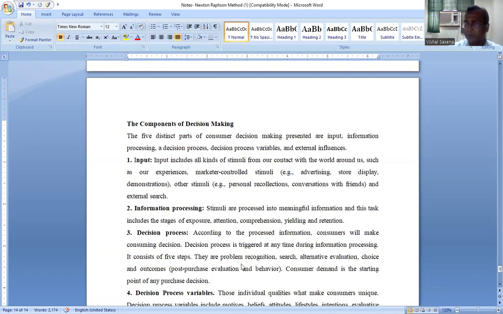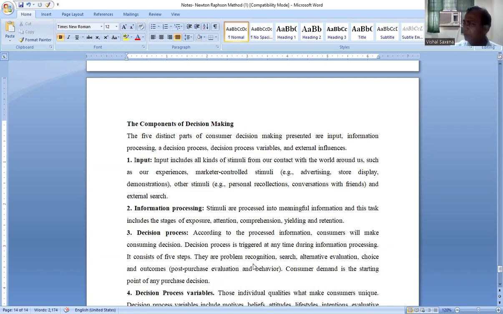They are problem recognition, then searching, alternative evaluation, choice and outcomes, and post-purchase evaluation and behavior. Consumer demand is the starting point of any purchase decision. So these are the various steps for the decision process.